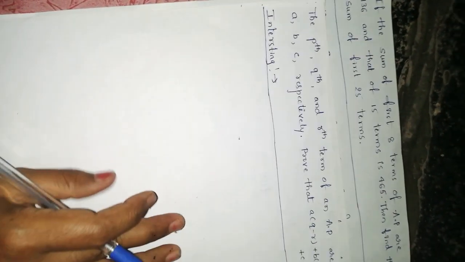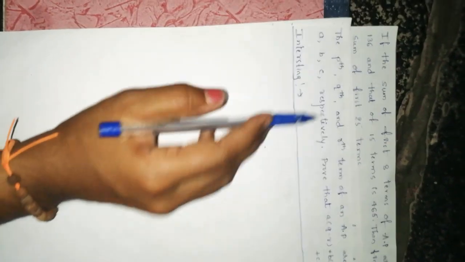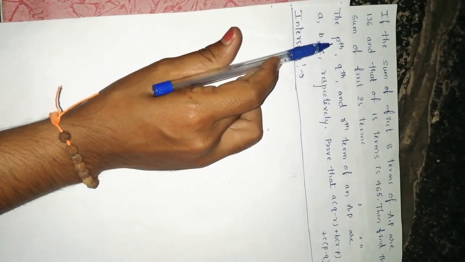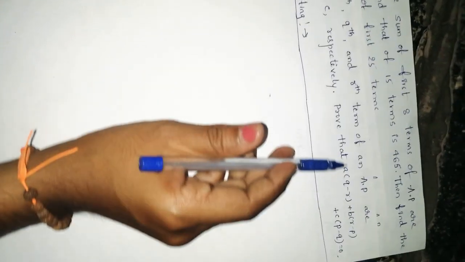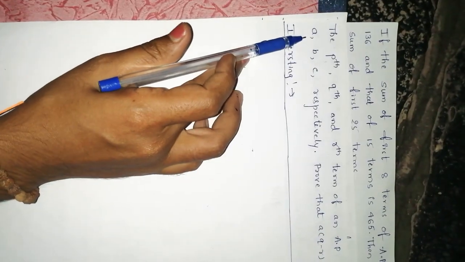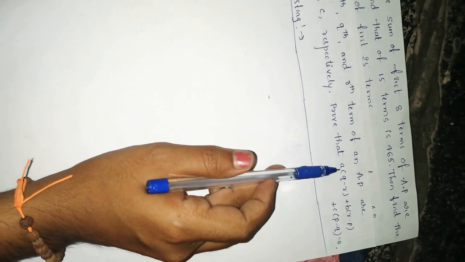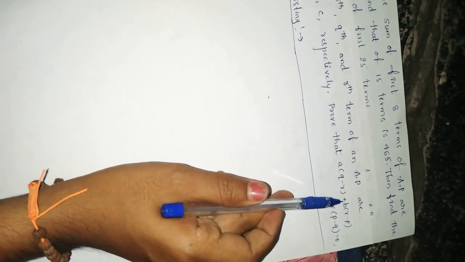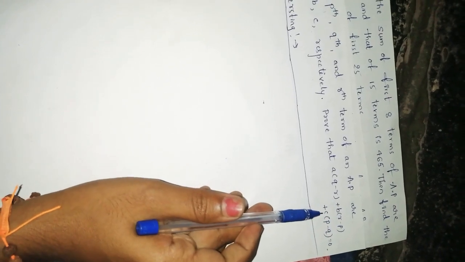Yes, my dear student friends, here is one more interesting and applicable and most askable question. So I'm going to tell you the pth, qth and rth term of an AP are A, B, C respectively. Then prove that A into bracket Q minus R plus B into bracket R minus P plus C into bracket P minus Q is equal to 0.